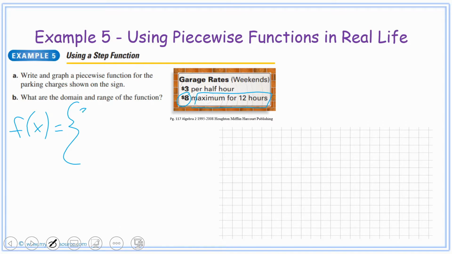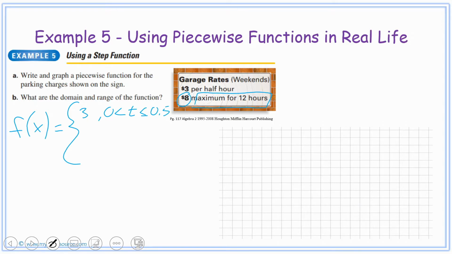So at a certain time, you just switch over to 8. Let's start with the first one. It's $3 first. Our time, which we could represent by x or t, is up to you. So we have x greater than 0, and less than or equal to 0.5, since it's per half hour, that's half of 1 hour.